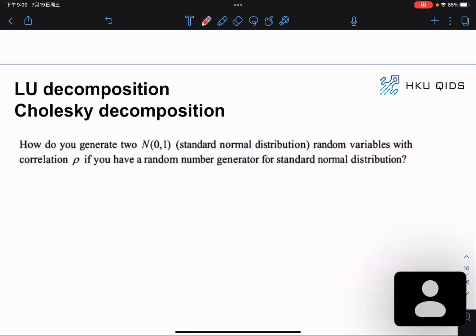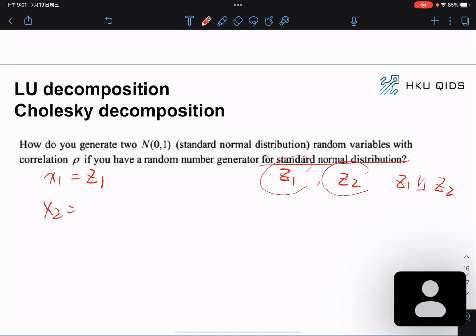Well, maybe you already know an easy way. An easy way is just we put x1 as z1, okay? And we want it to have a correlation rho, right? And we all know that for standard normal distribution, we can write it as z1 and z2, right? So we generate two standard normal distributions, and we know z1 is independent of z2. And we can set x2 equal to rho z1 plus square root of 1 minus rho squared z2.